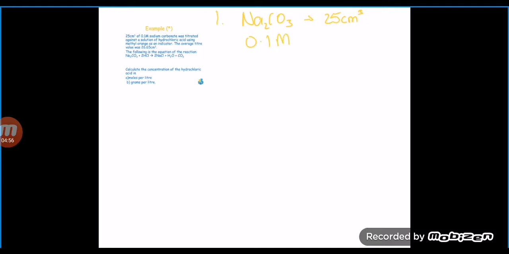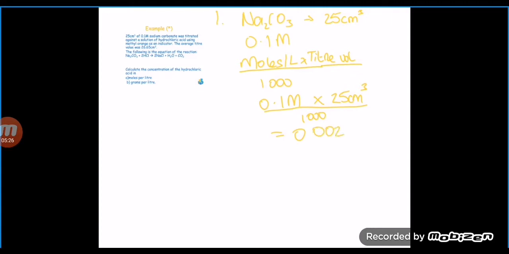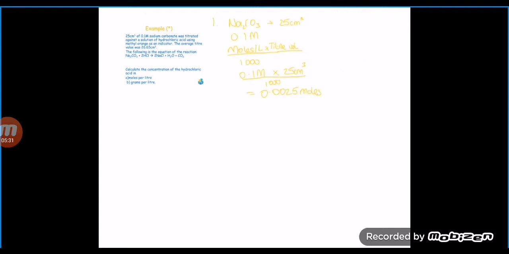So we simply fill into our formula, which is moles per litre divided by 1000 and multiplied by the titre volume that we use. So we know the moles per litre is 0.1 molar. The titre volume that we use is 25 centimetres cubed, and we have to divide that by 1000. So what we get is 0.0025 moles. And that's step 1 complete.